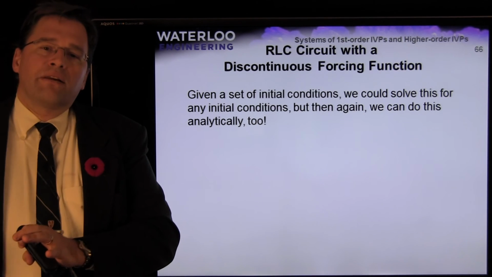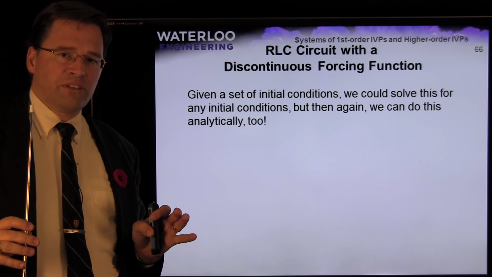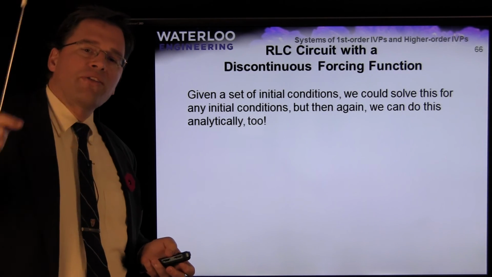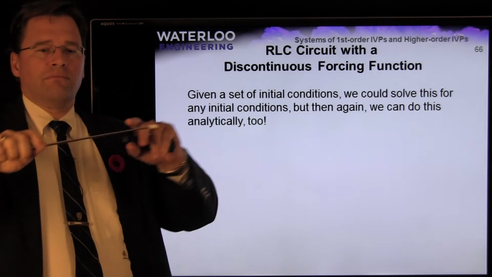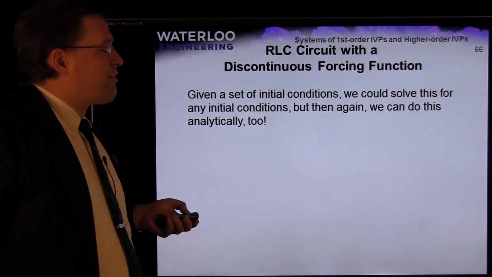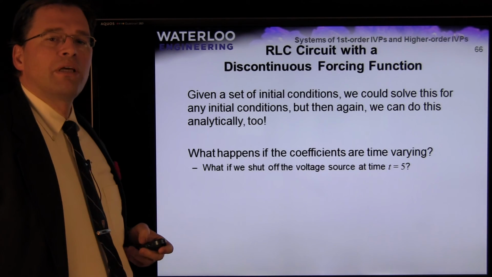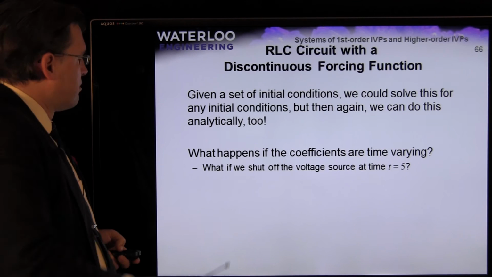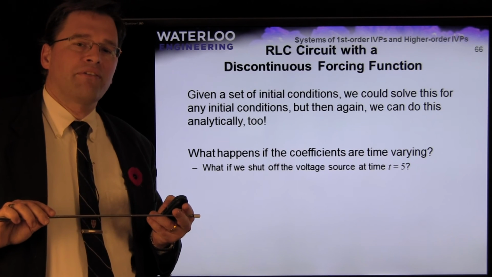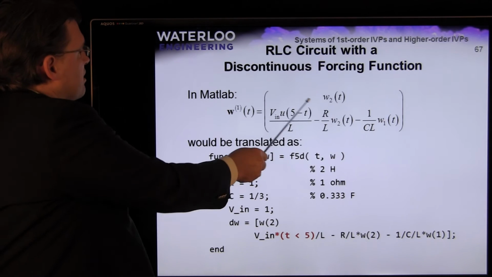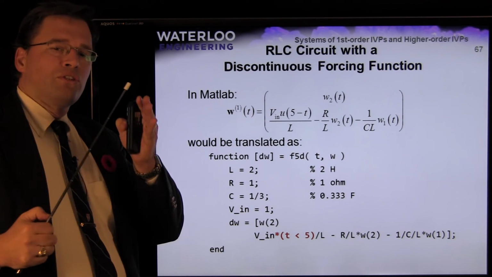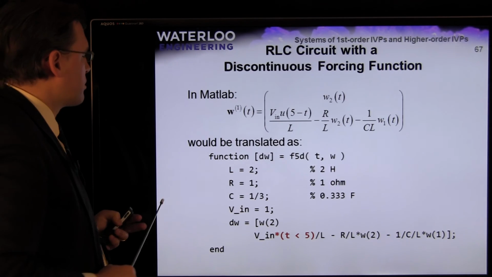Now, let's say instead we have a discontinuous forcing function. We've started with a forcing function that was constant. We saw that the limiting case was a sinusoidal, exponentially decaying approach. What happens if we have a discontinuous forcing function? What happens if the coefficients are time varying? For example, what happens if we have a source that is cut off at time t equal to 5? Now, this is the unit step function, which you will see in your other courses, but essentially that is going to turn off the system at time t equals 5.